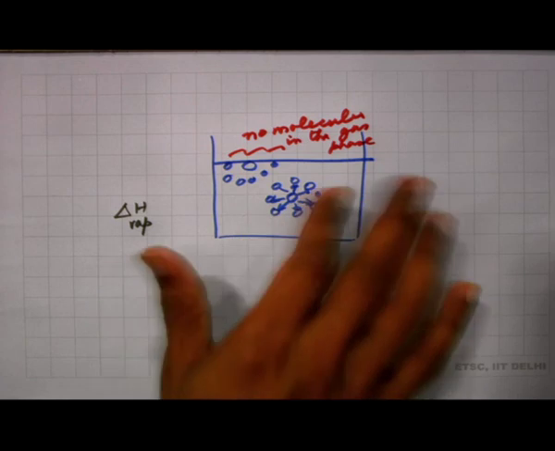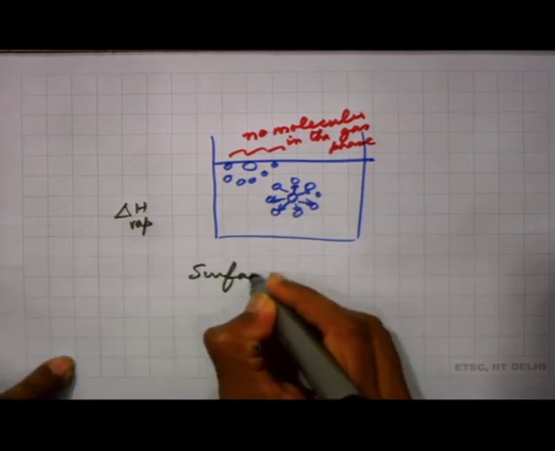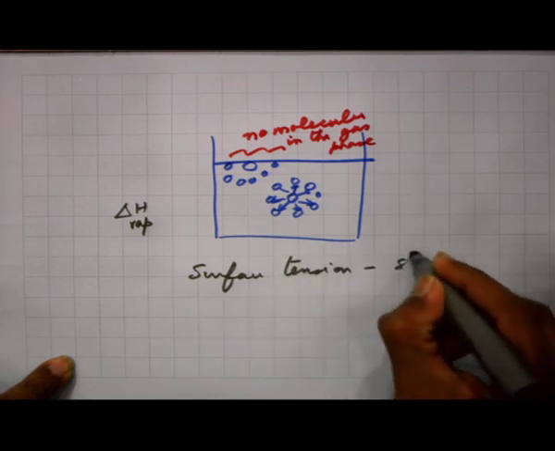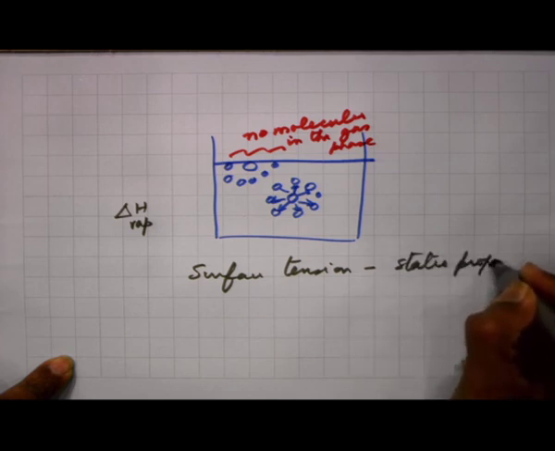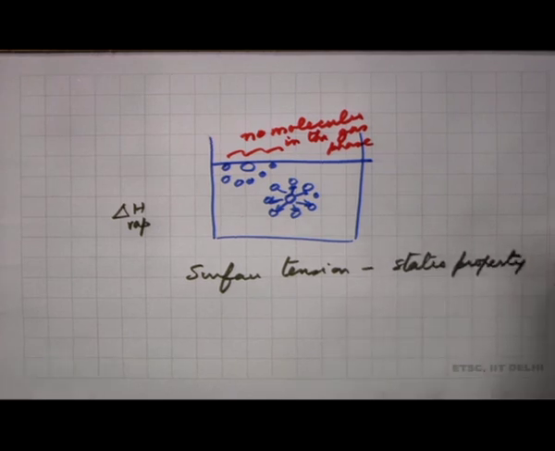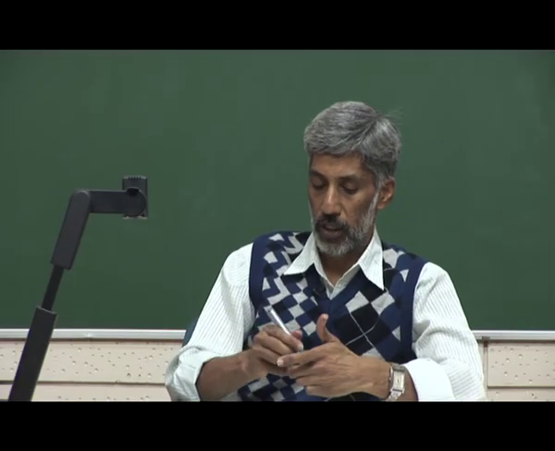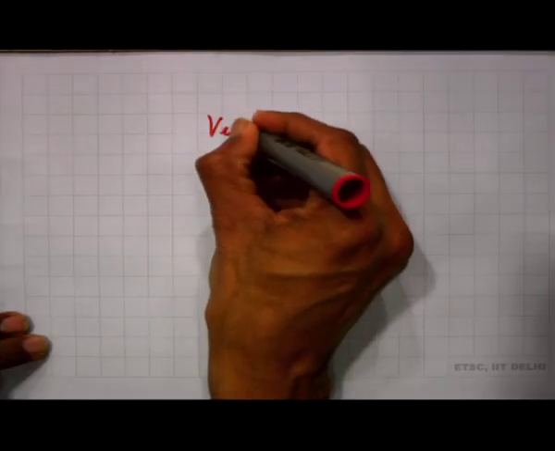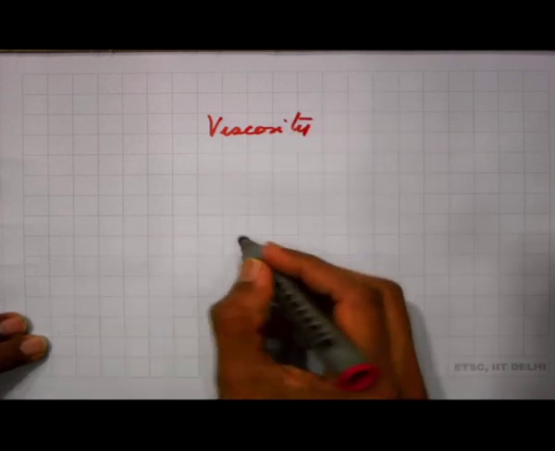So, this surface tension is a bulk property. It is a static property. Now, the other thing that we will look at quickly is viscosity. Viscosity is a flow property. So, it is a dynamic property.